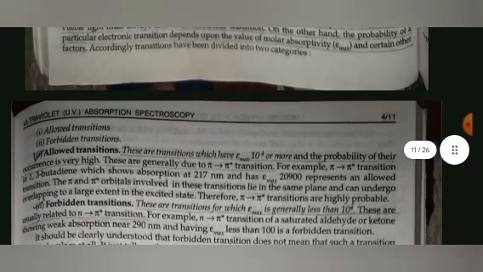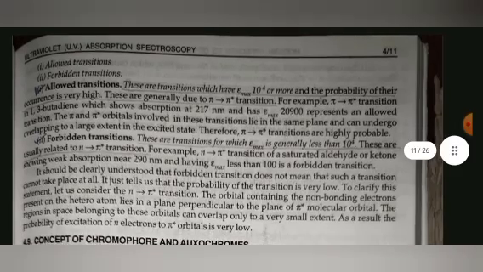Transition probability. It is interesting to note that exposure of the compound to ultraviolet or visible light does not always lead to an electronic transition. On the other hand, the probability of a particular electronic transition depends upon the value of molar absorptivity, epsilon max, and certain other factors. Accordingly, transitions have been divided into two categories. First is allowed transition and second is forbidden transition.